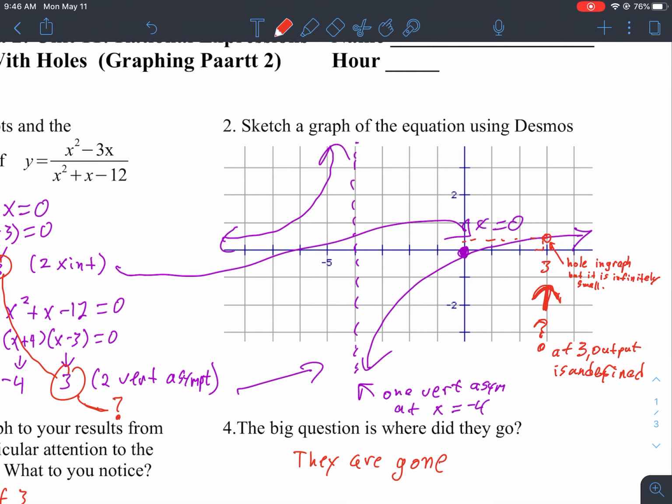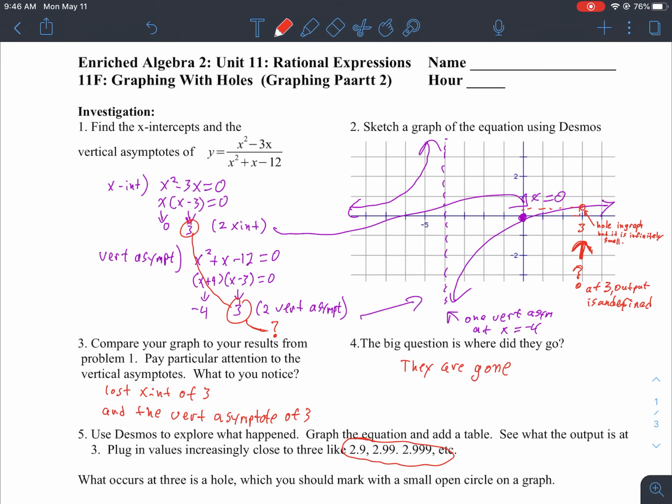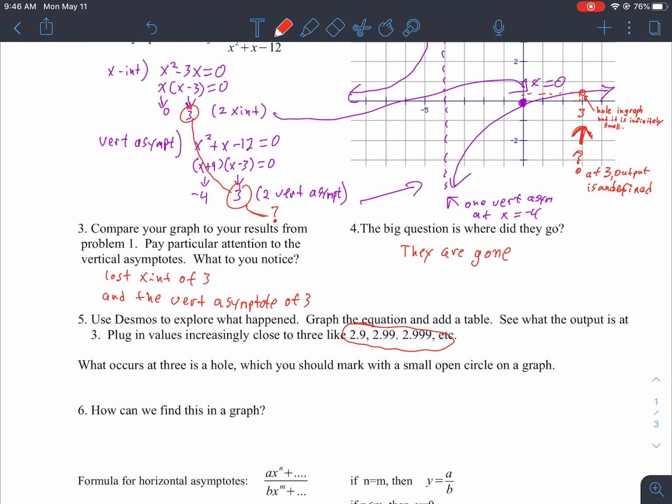So that's where the vertical asymptote and x-intercept went. They got sucked into the black hole. But it's really small, so you can't see it. All right, hopefully that made perfect sense. What occurs at 3 is a hole, which you should mark with a small open circle on the graph. I already did.